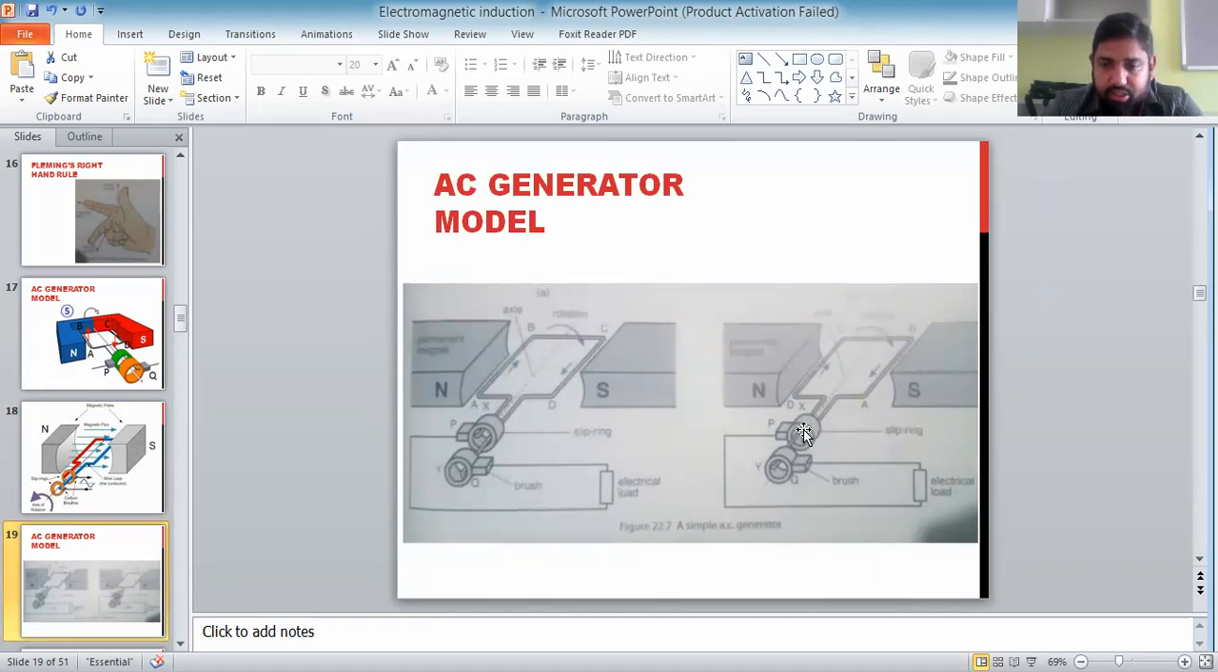Now another difference is these slip rings. In a DC motor, we had discussed a split ring, where there were two half rings, and those half rings change the direction of current after every half rotation. But here, these are known as slip rings. These are connected to the wires permanently, and these rings rotate with the wire. So the rest of the circuit is not rotating. What is rotating is the coil and the rings with it.